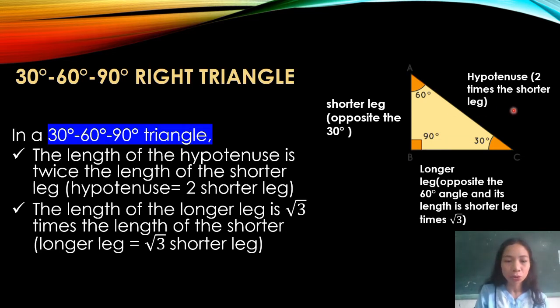of the hypotenuse. So take note that the shorter leg is opposite the 30 degrees angle, and the longer leg is opposite the 60 degrees angle. Then, whatever the measure of the shorter leg, we will multiply it by the square root of 3 to find the measure of the longer leg.